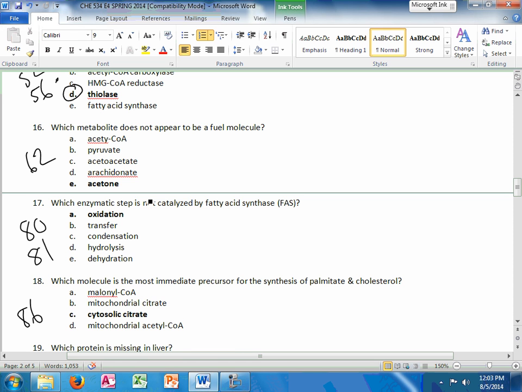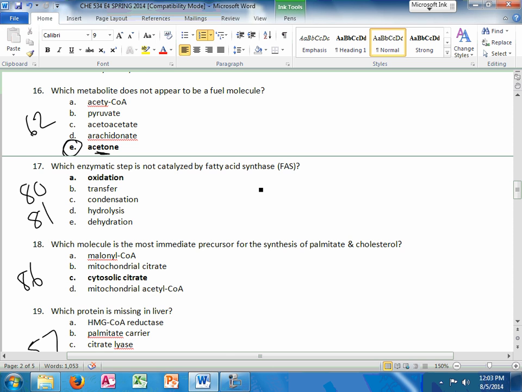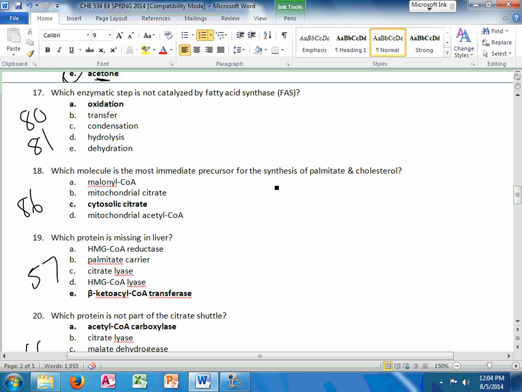Which metabolite does not appear to be a fuel molecule? While acetone is a ketone body, it's not a fuel. The hydroxybutyrate and acetoacetate are the two ketones that we use for fuel. The acetone's kind of like a ketone byproduct that you get rid of by breathing out. Which enzymatic step is not catalyzed by fatty acid synthase? You can either know everything fatty acid synthase does, or any of the beta oxidation reactions would be the answer.